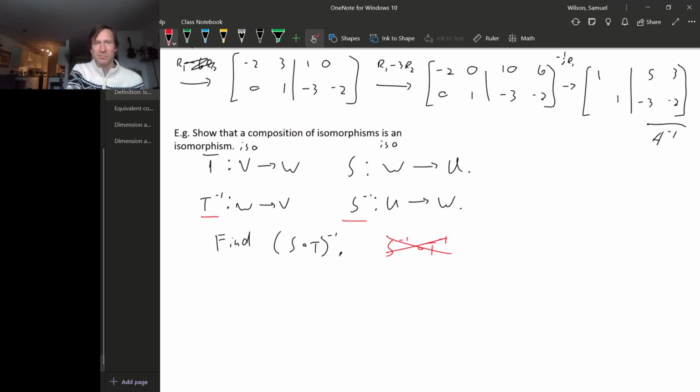So what about the other composition? How about T inverse S inverse? Right, so this is our guess for the inverse of S composed with T. So how can we check if this guess is right? Well, we can compose them.